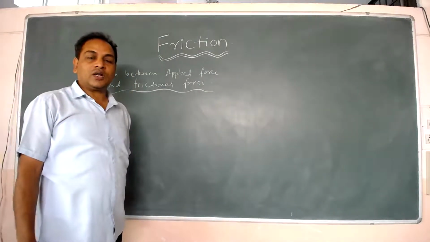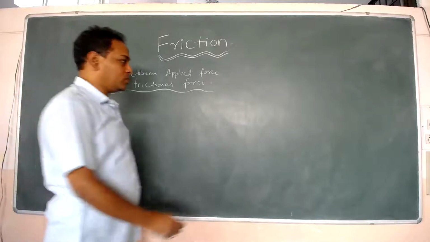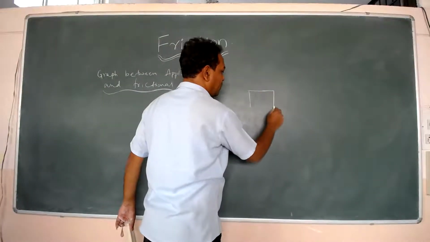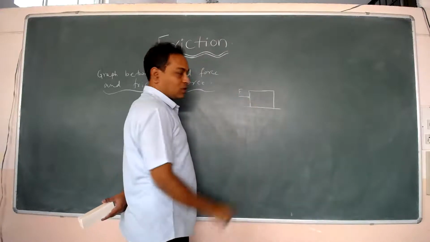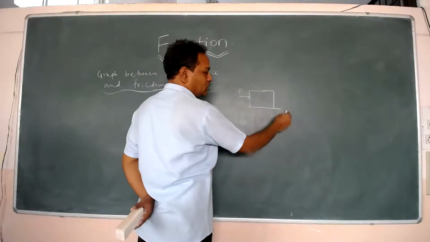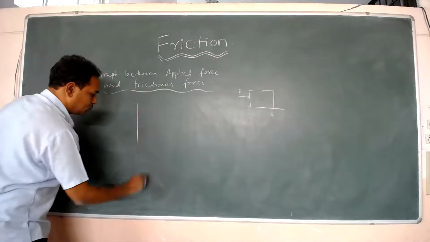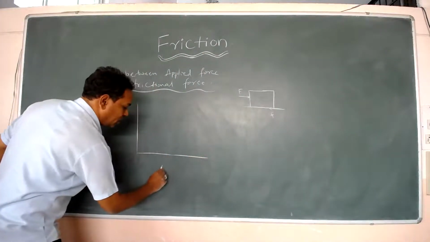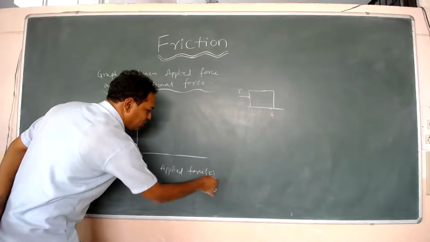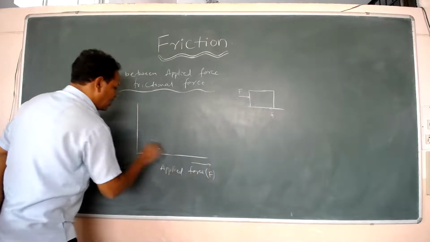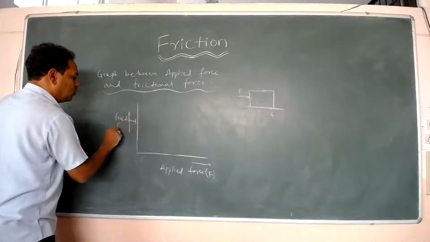Let us see the graphical representation between applied force and frictional force. As I told you, suppose this is a body, and I have applied a force F, capital F, called the applied force. In this direction, what are the forces acting? This is called frictional force. So here I will take applied force, capital F, in this direction, and in this direction I will take frictional force.